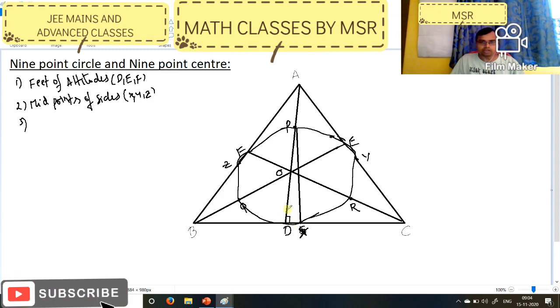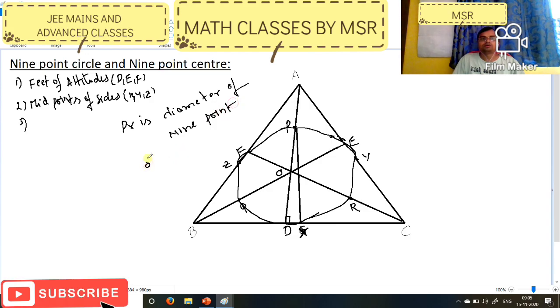Now if you see, PX makes an angle of 90 degrees on the circle. PX is a chord of the circle, right? A line segment joining any 2 points on the circle is called a chord. PX is a chord of the circle, makes an angle of 90 degrees on the circumference of the circle. That means what is that? You can say that PX is the diameter of the 9-point circle.